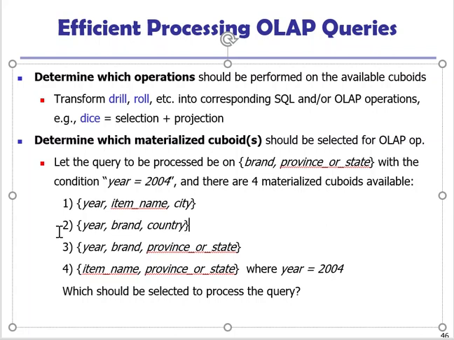Now let's check the second cuboid. The second cuboid has year, brand, and country. And we can tell that year is fine.